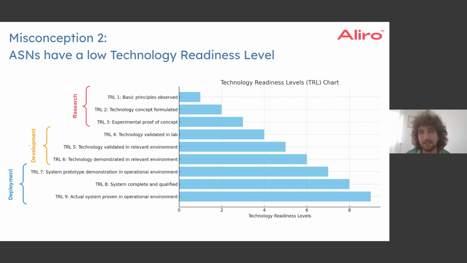Because of this, many recognize the promise of ASNs. However, there's a misconception that ASNs are currently residing at a low TRL, that is in the bottom half of this chart.